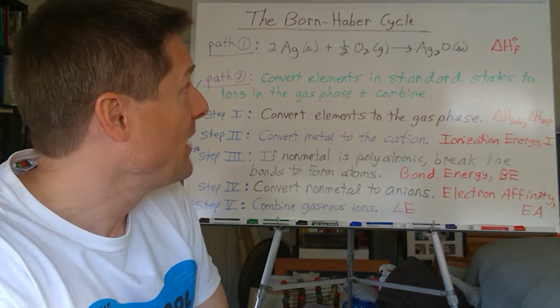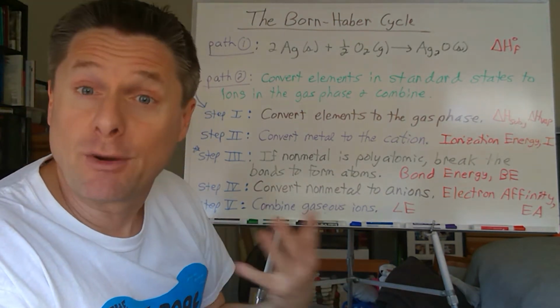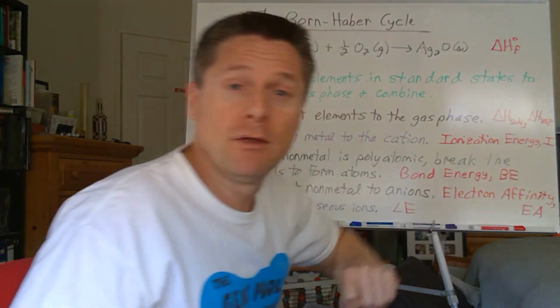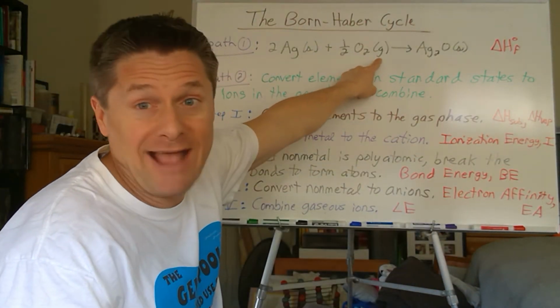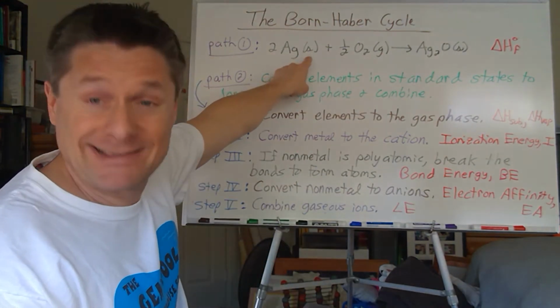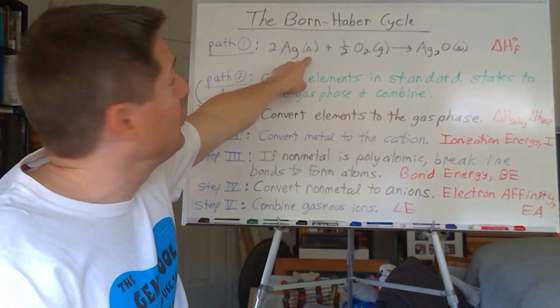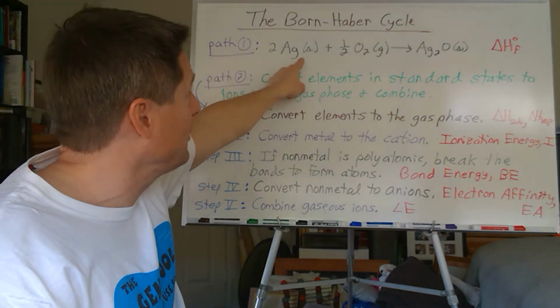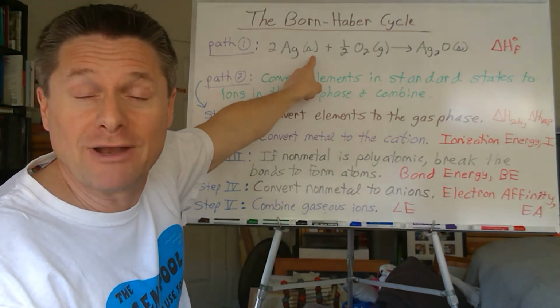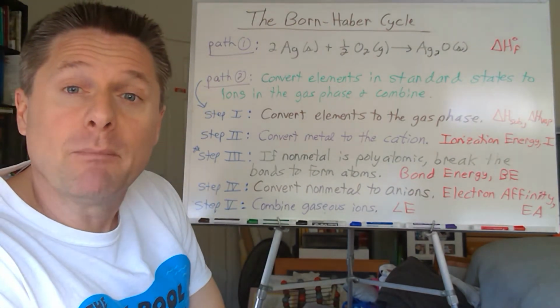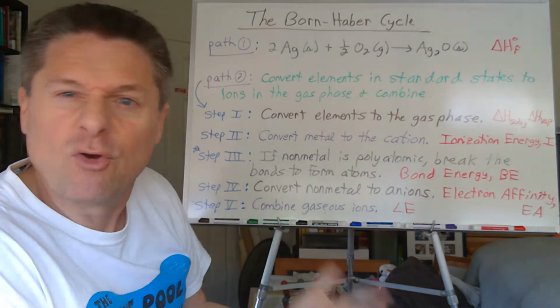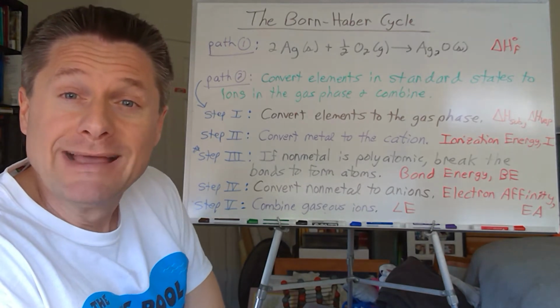enthalpy of sublimation. If you've got a liquid like mercury or bromine, you're going to have to use the molar enthalpy of vaporization. Here for the oxygen, that's already a gas, so we don't have to worry about it. But the silver is a solid, so the first thing we need to do is sublime 2 moles of silver to 2 moles of silver in the gas phase. We'd have to look up the molar heat of sublimation, which I would provide for you, or if you're doing homework, you can look that up in a textbook or a table.